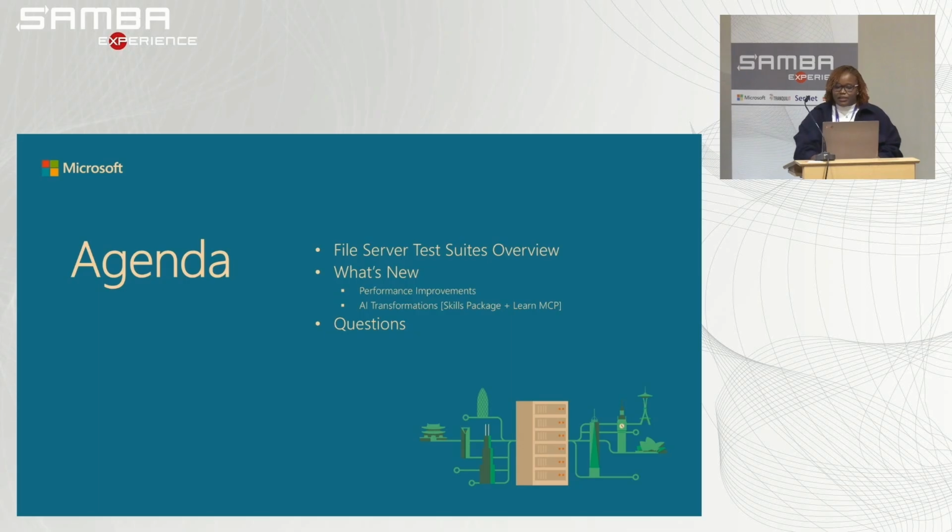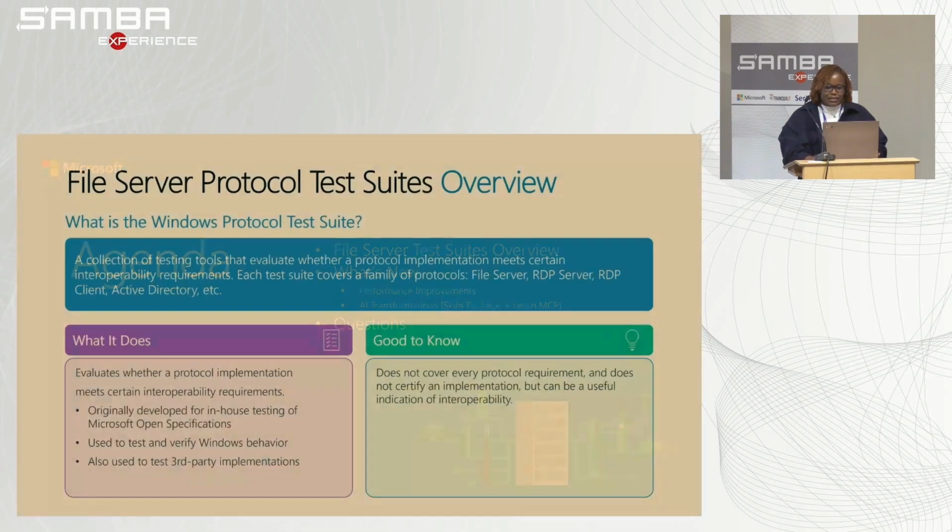Here's a roadmap for today. We'll start with a quick overview: what the test suites are and how they work. Then we'll move into what's new. That's a really exciting part, including some performance improvements and how we're bringing AI into the picture with the file server skills package and learn MCP. We'll wrap up with any questions you may have. And for those who've seen the overview before, I'll try my best to keep that section brief so you can spend a bit more time on the updates.